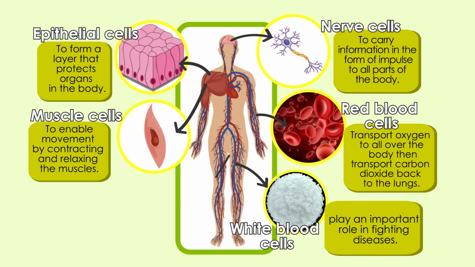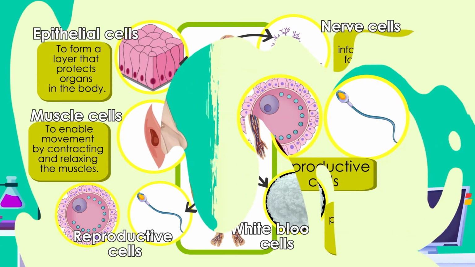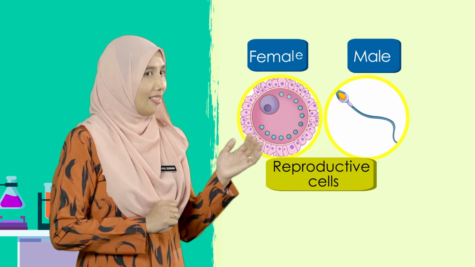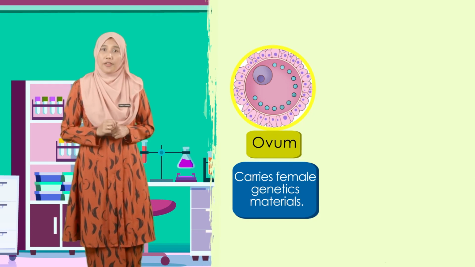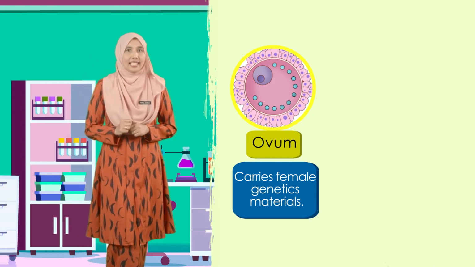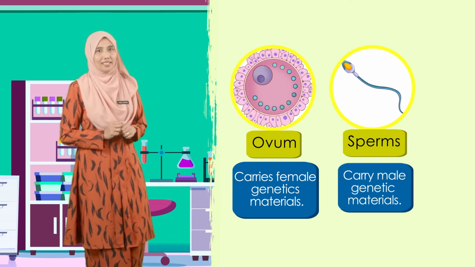And the last type of cell is the reproductive cells. Reproductive cells are different between male and female. The ovum is the cell that carries female genetic materials, whereas the sperms carry male genetic materials.